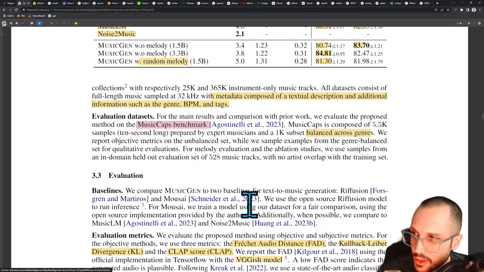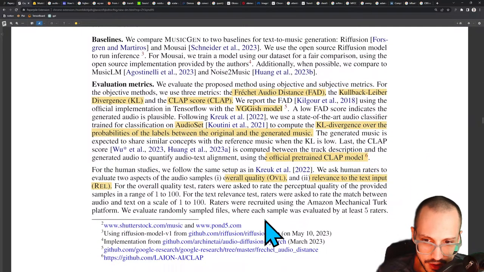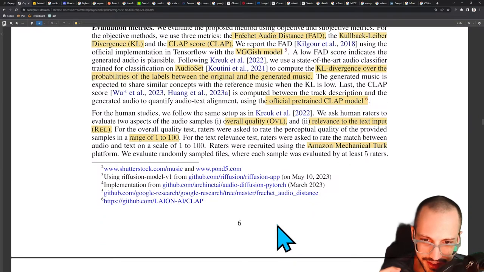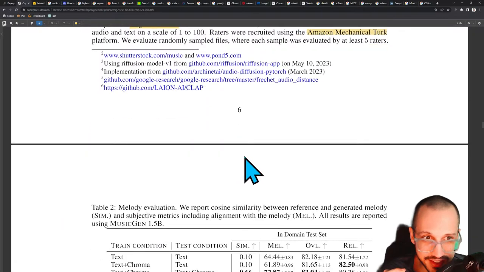The human could be an audio engineer to check the sound and use tools to make sure the data set is good. For the overall quality test, raters were asked to rate the perceptual quality in a range of 1 to 100. Amazon Mechanical Turk, everybody's favorite weird online task thing.